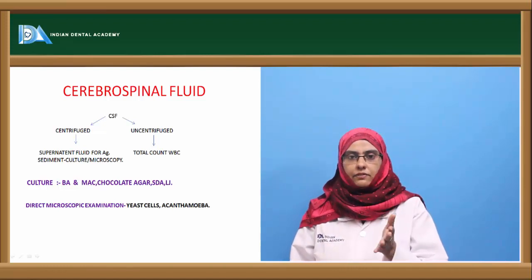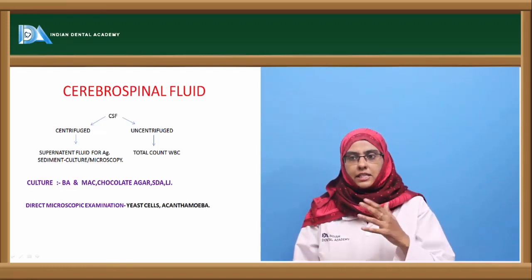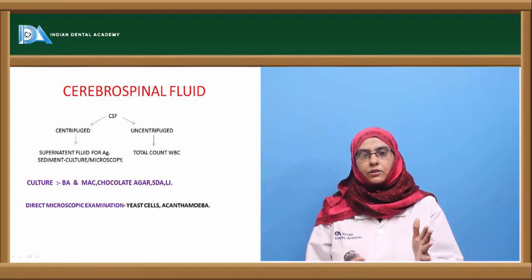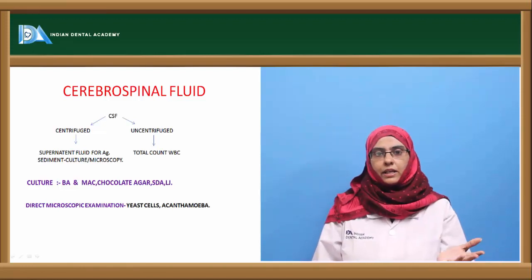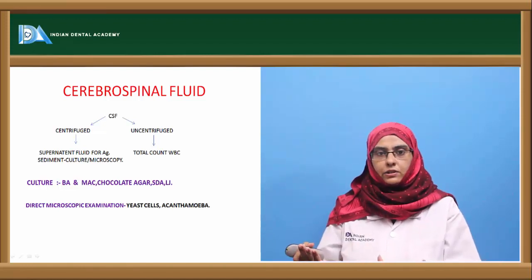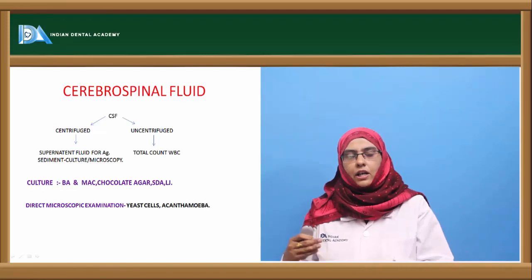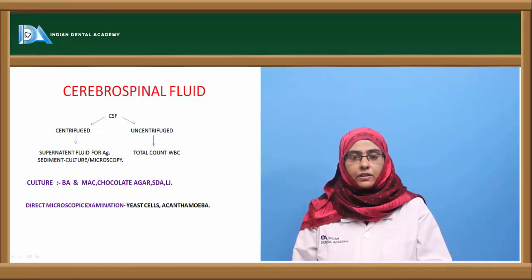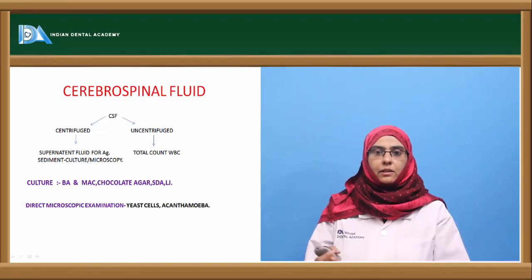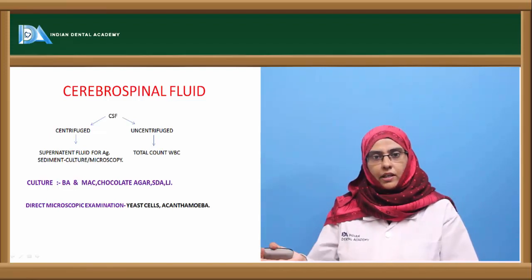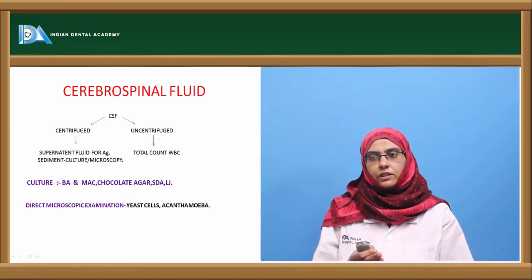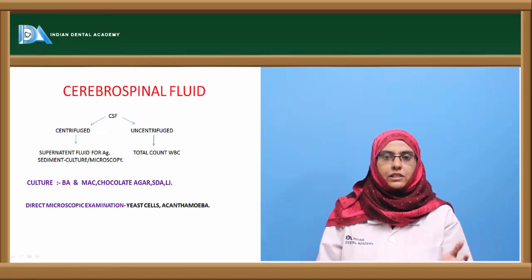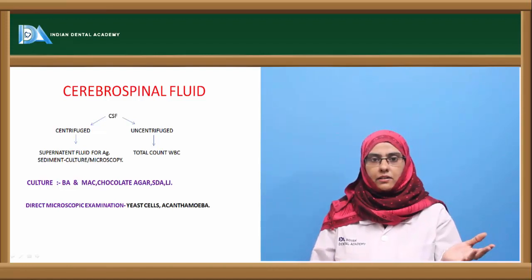The centrifuged part is usually done in a centrifugation where the components get separated into sediment and a supernatant fluid, whereas the uncentrifuged part can be directly taken for a total count of WBCs, as an increase in the number of WBCs indicates a pyogenic infection. So you can go for the total WBC count, or you can go for the collection of the CSF centrifugation into sediment and supernatant fluid.